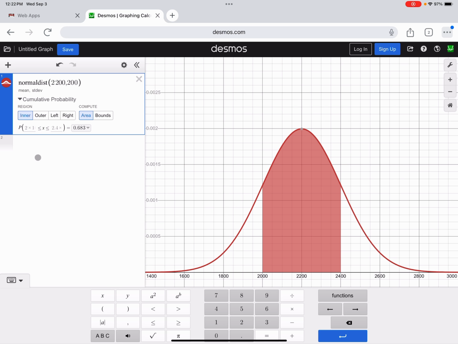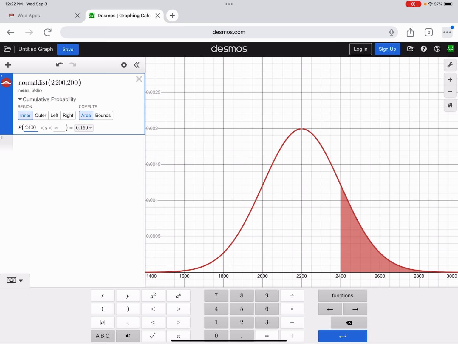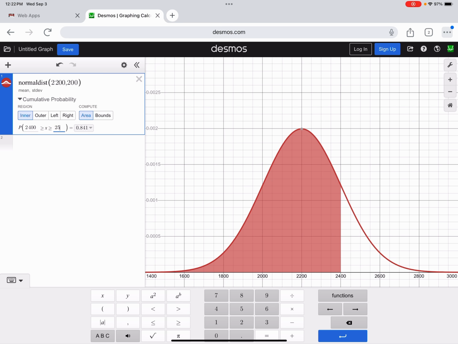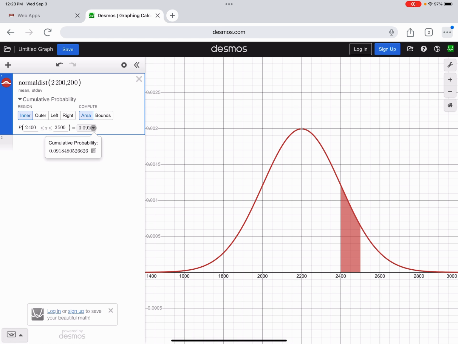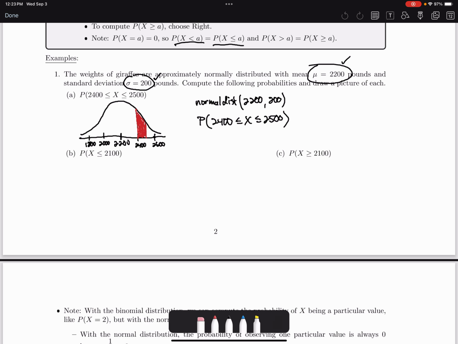And I want the probability that x is between 2,400 and 2,500. And then it shades in that little portion of the graph that we shaded in on our paper a second ago and computes the probability for us, right? 0.092, or if I want more than 3 decimal places, I can click on that little down arrow and get as many decimal places as I want. So let's go to 4. We'll say 0.0918.